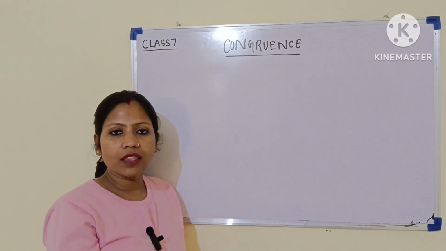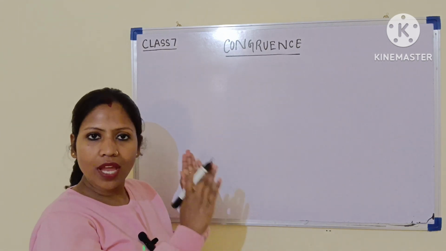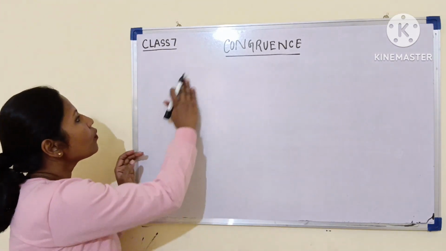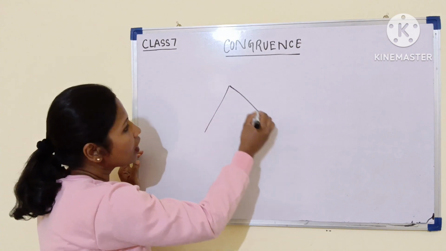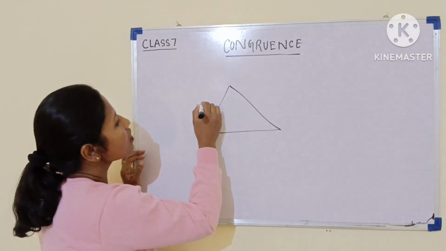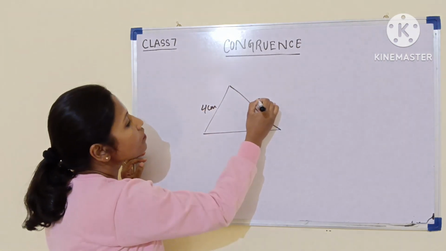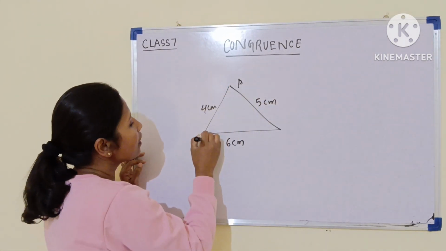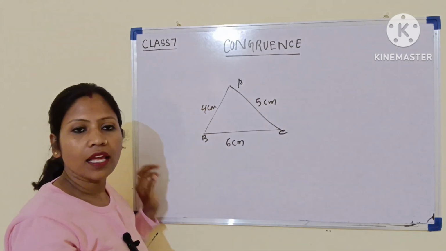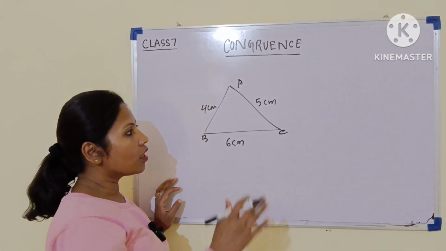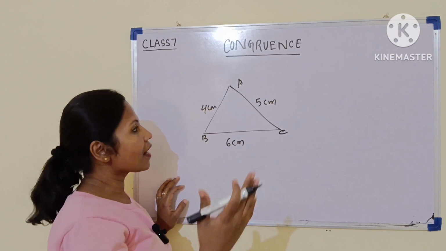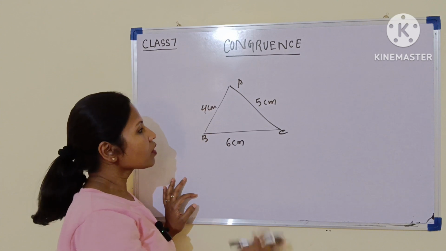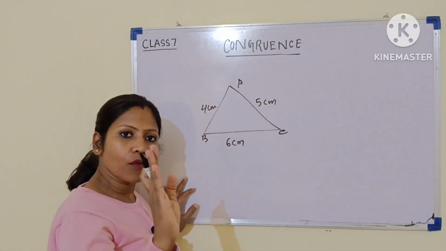For finding this, we have some rules that I'll tell you. First, if I give you a triangle, suppose this is a triangle and this is 4 centimeter, this is 5 centimeter and this is 6 centimeter. A, B, C. And if I ask you to construct a triangle which is exactly similar to this.